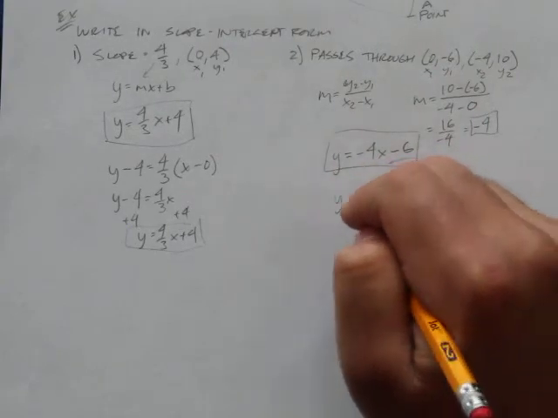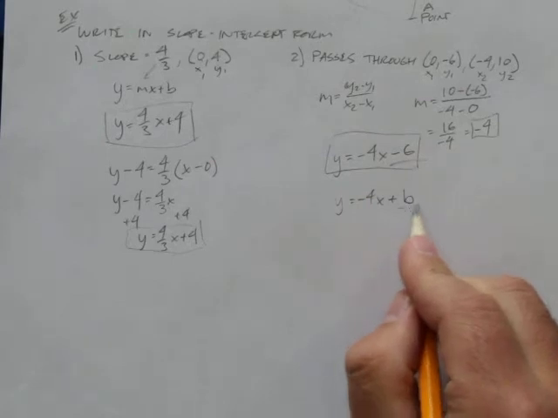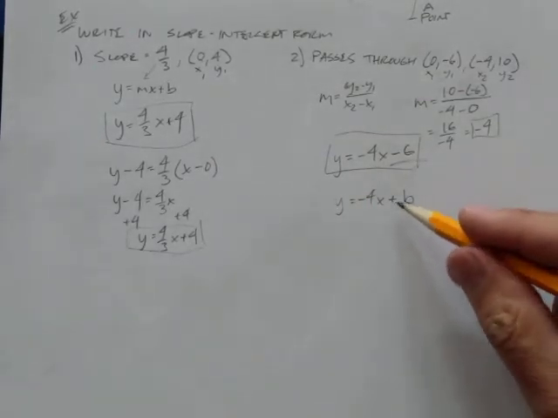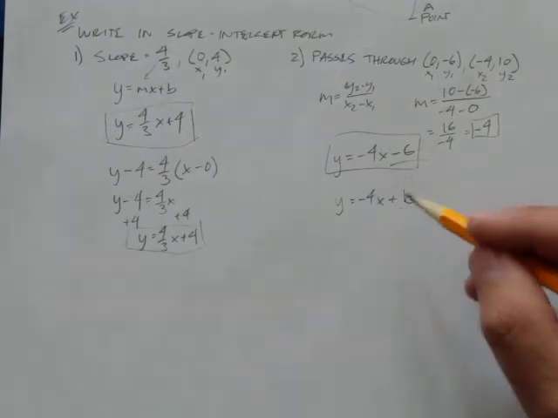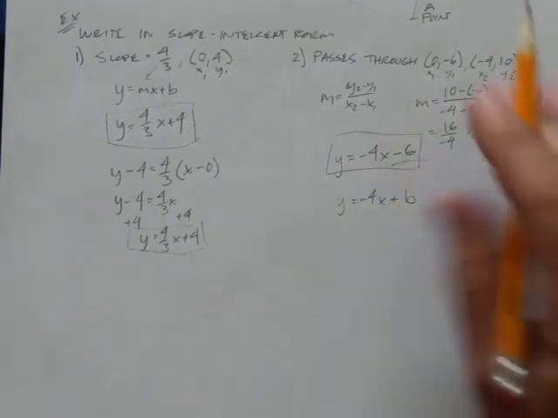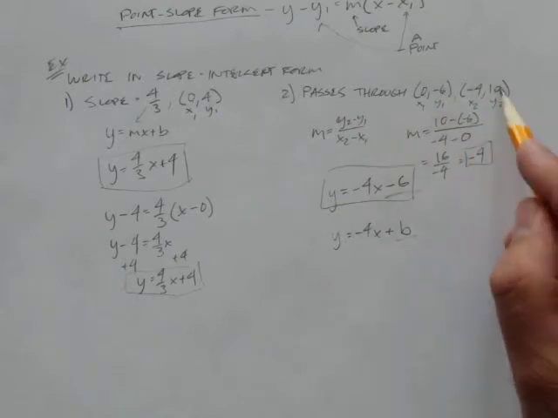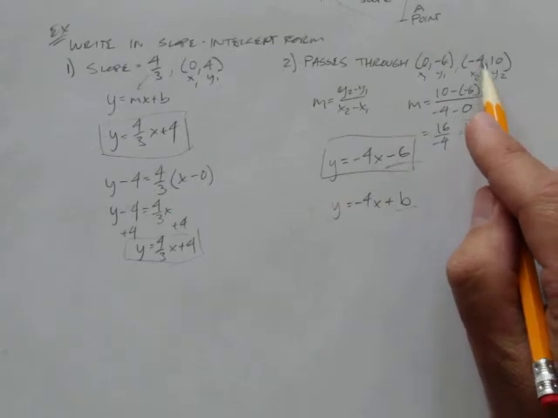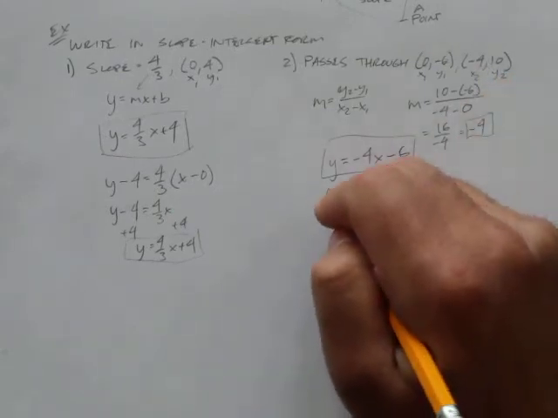So y equals, I know my slope is -4, but I don't know what my y-intercept is. So I just say plus b, and now I've got to solve for b. The way I do that is I plug in the point that I know. I can plug in this point, or I can plug in this one. Let's plug in this one. It's going to be a little bit harder. So x is -4, and y is 10.